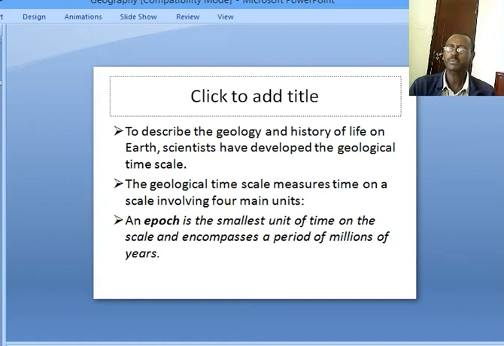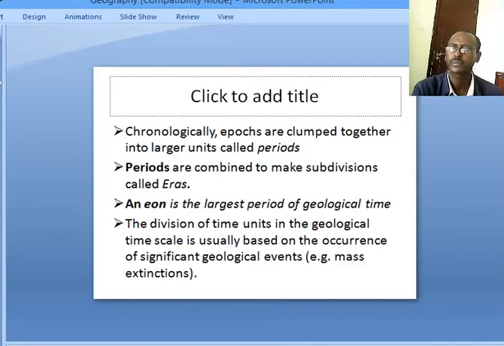So to describe the geology and history of life on Earth, scientists have developed the geological time scale. The geological time scale measures time on a scale involving four main units. These are, first, an epoch. An epoch is the smallest unit of time on the scale and encompasses a period of millions of years. A period of millions of years is termed an epoch.